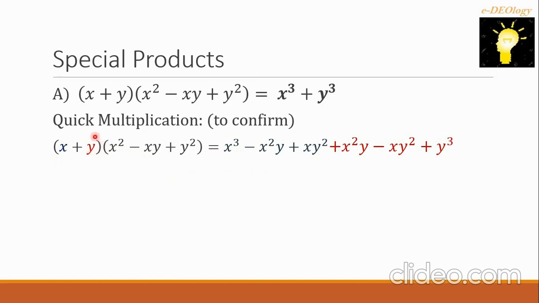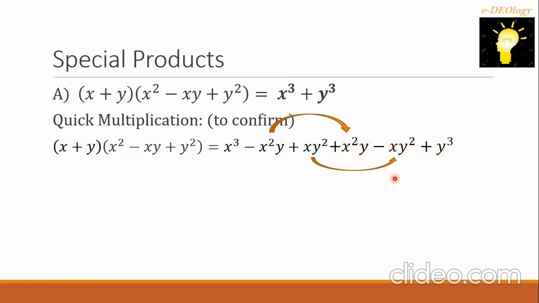Next is for the y term here of the binomial. I'm going to multiply first with the x squared. The answer is x squared y. Next is the y multiplied by negative xy. We will get this negative xy squared. And the y multiplied by y squared, we will get this positive y cubed.